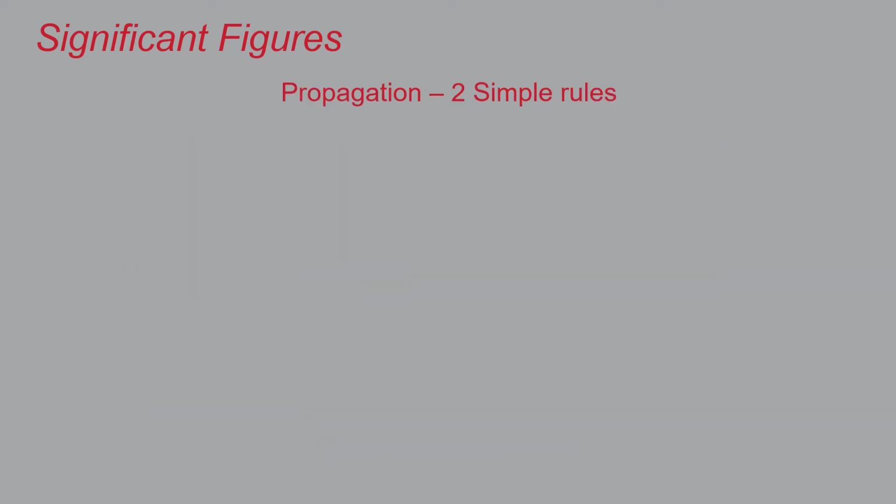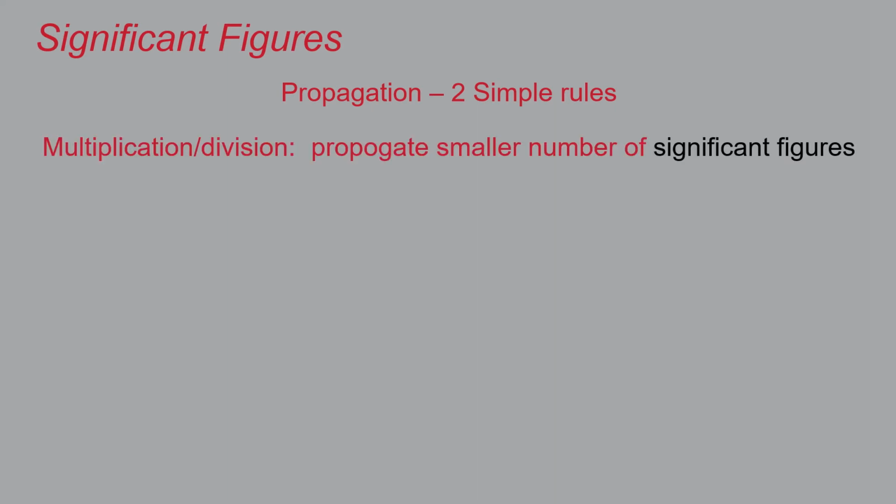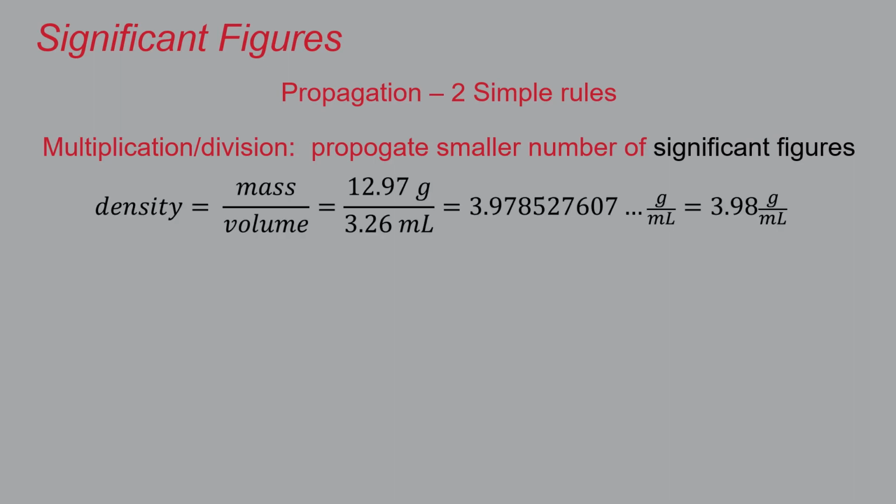So, two simple rules. That's it. Rule 1 talks about if you're multiplying or dividing something. And the rule there is that you simply propagate. The answer will have the smaller number of significant figures of all the measurements that went into it.